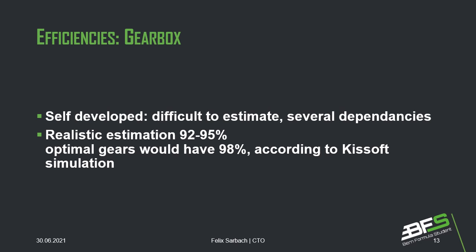With simulation with KISSsoft software, optimal gears with our goal roughness and perfect shape would have an efficiency of 98%. But since that value is barely achieved, we stuck to 92 to 95%.